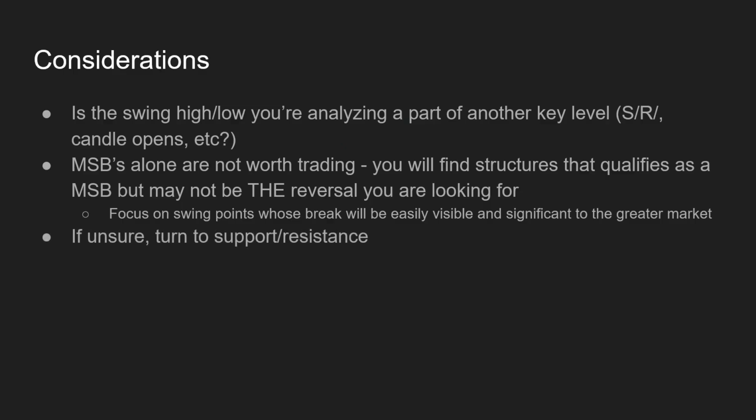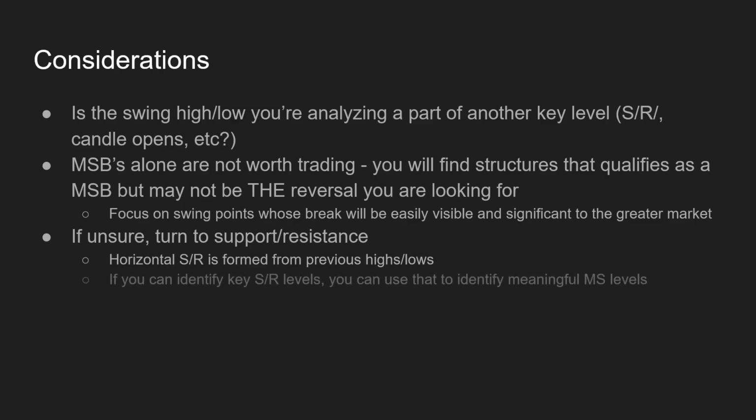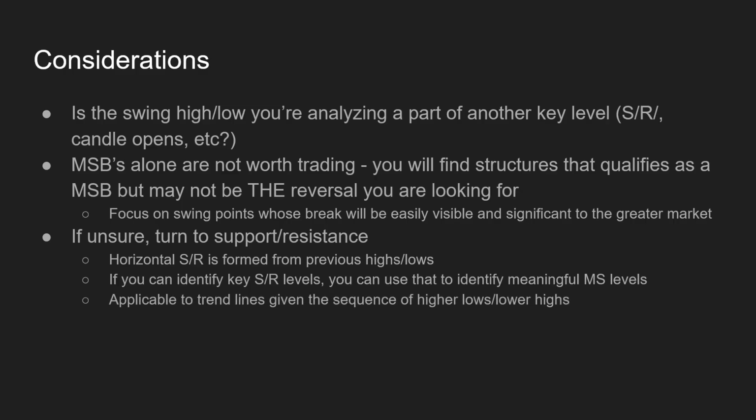Now, if you're unsure, turn to support or resistance, mainly horizontal levels of support and resistance. Horizontal support and resistance is formed from previous highs or previous lows. If you can identify key support and resistance levels, you can use that to identify meaningful market structure levels. And this is applicable to trend lines given the sequence of higher lows and higher highs, or lower highs, I should say.